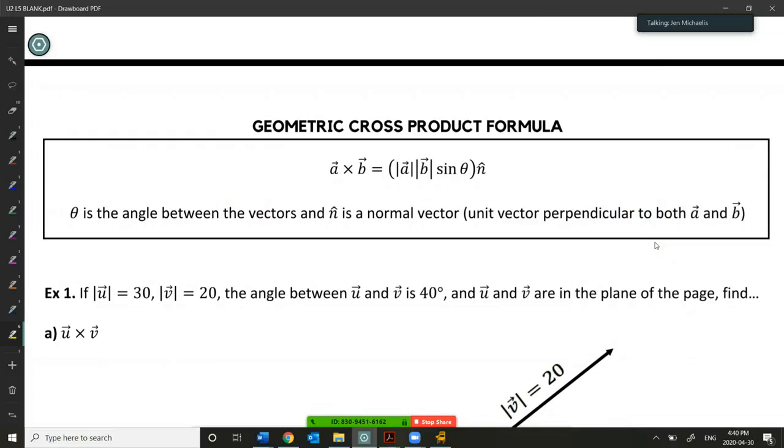Before I go into some of the intuition behind dot versus cross and how that all works, we do need to know the geometric cross product formula. The geometric cross product formula is the magnitude of vector A times the magnitude of vector B times the sine of the angle between the vectors when they're arranged tail to tail. You'll also notice that there's this little n hat on the end, and that is a normal vector, which means that it's a unit vector perpendicular to both vector A and vector B, as we saw in our Cartesian format. When we say normal vector, it's a vector that's orthogonal to the vectors that are being crossed.